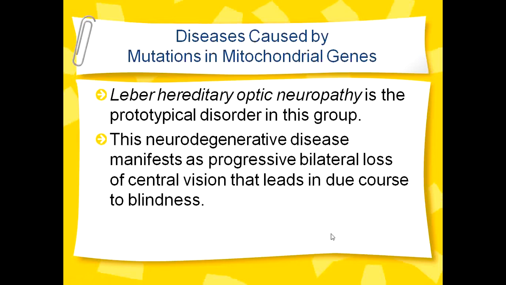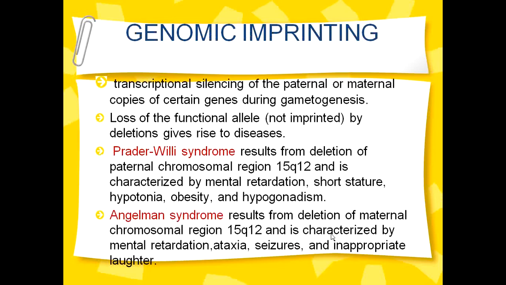Diseases caused by mutation in mitochondrial genes are rare. Leber hereditary optic neuropathy is the prototype. This neurodegenerative disease manifests as progressive bilateral loss of central vision that leads in due course to blindness. Genomic imprinting is transcriptional silencing of paternal or maternal copies of certain genes during gametogenesis.